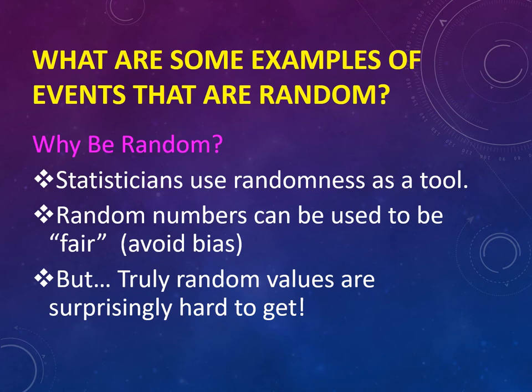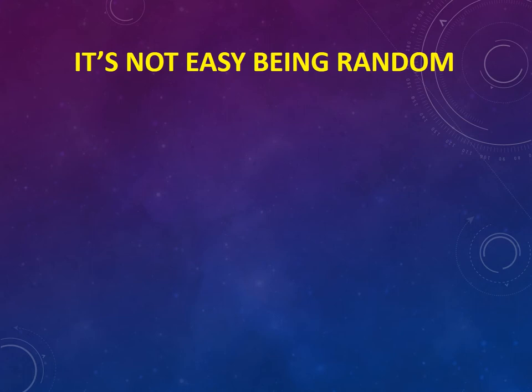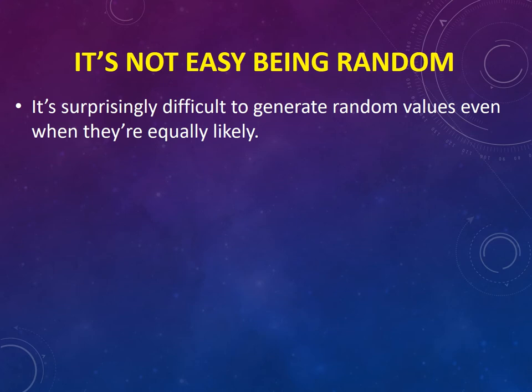Now, it's not easy being random. Even if you try very, very hard to sit there and come up with a list of random numbers yourself, you are going to be predisposed to picking certain numbers in a certain order. You're going to notice patterns with the numbers that you've already listed, and you will try to avoid that pattern in the future. That's not being random. It is actually very, very difficult to generate random numbers ourselves, even if every single number is equally likely. So we have to have ways to do this.